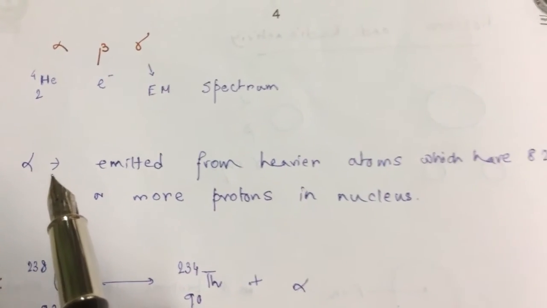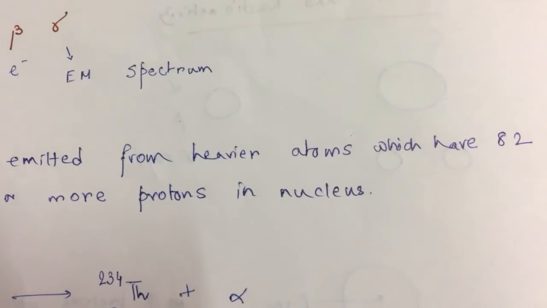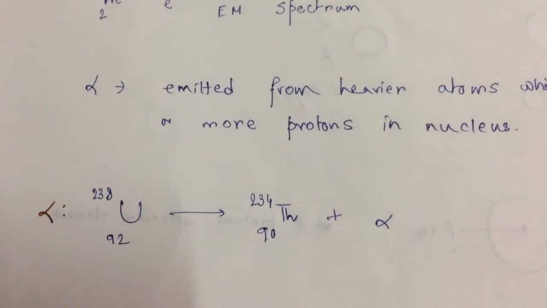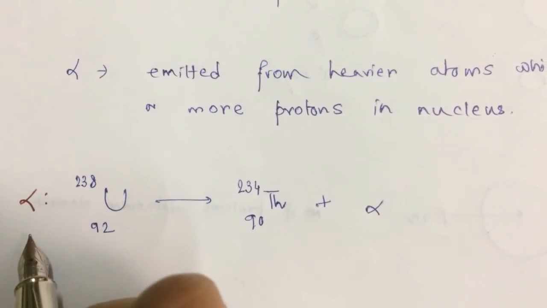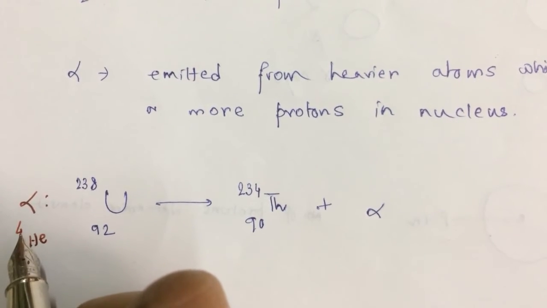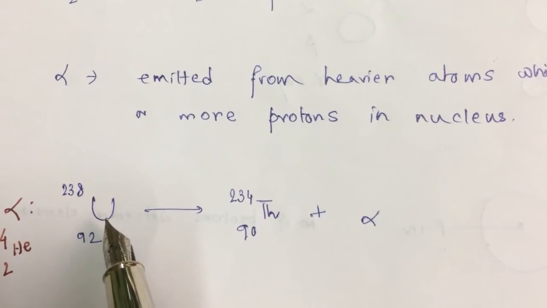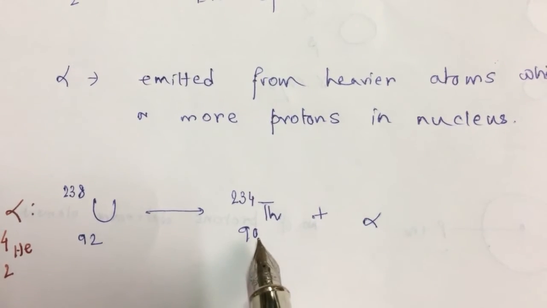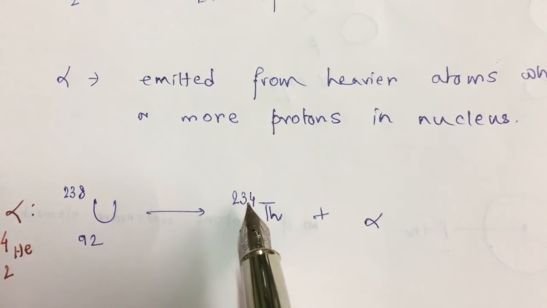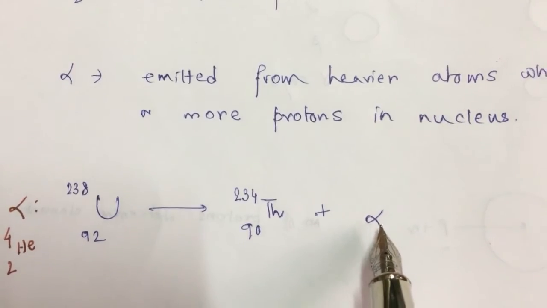Now, alpha is a kind of particle which will be emitted from heavier atoms. Heavier in the sense they have 82 or more protons inside the nucleus. An alpha particle is a helium nucleus, so it contains 2 protons and 2 neutrons, that is Z equal to 2 and A equal to 4. So if an alpha gets emitted, we get thorium, which contains 90 protons, and the total number of nucleons is 234, because 4 is out because helium has A equal to 4, and we have an alpha particle.